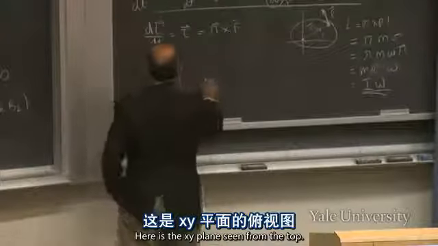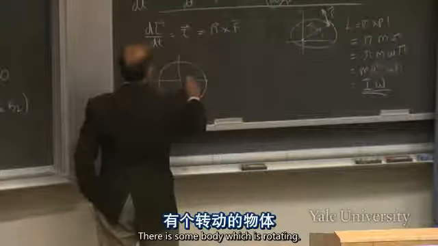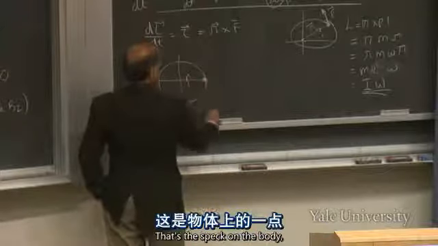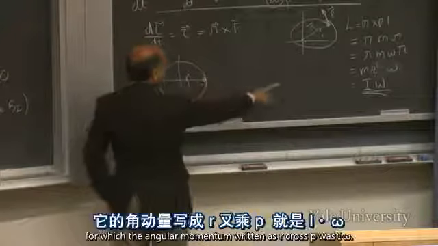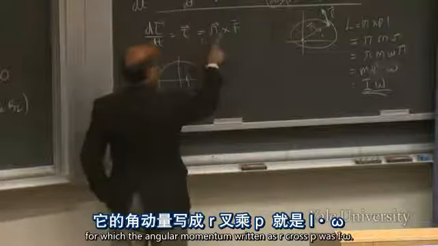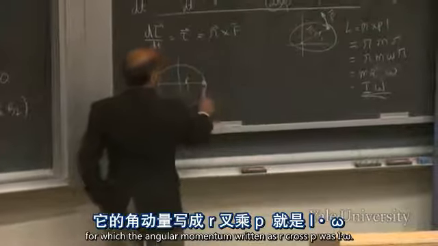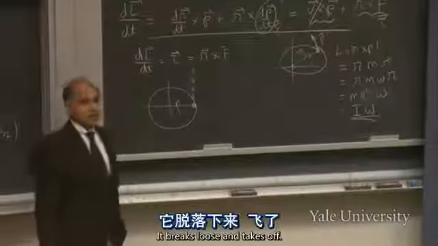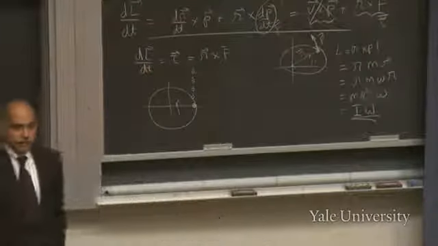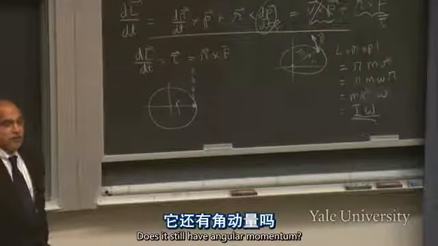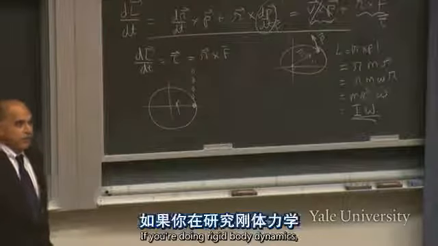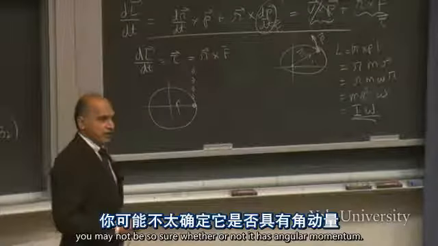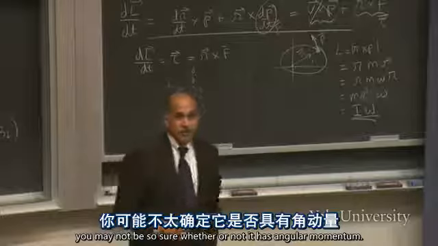Here is the xy plane seen from the top. There is some body which is rotating. There's a speck on the body, for which the angular momentum written as r cross p was I omega. But the speck now flies off. It breaks loose and takes off. Does it still have angular momentum? If you're doing rigid body dynamics, you may not be so sure whether or not it has angular momentum.